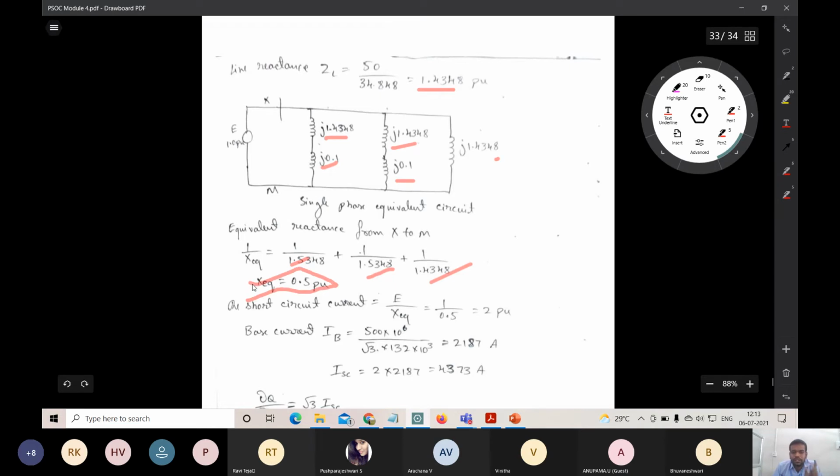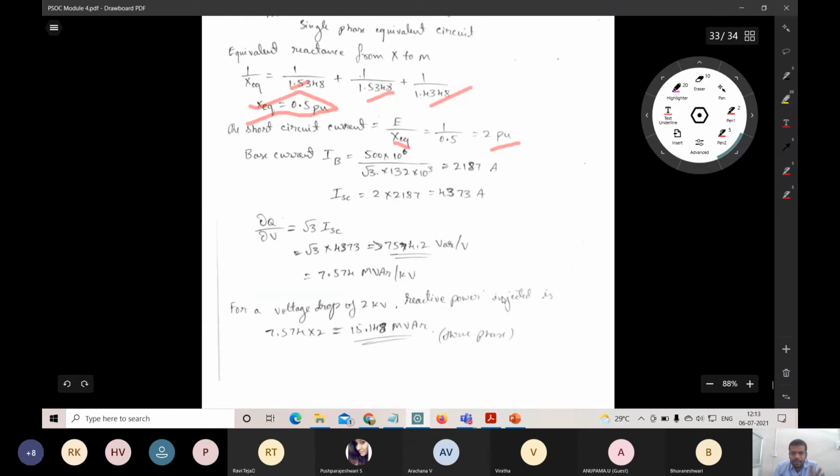So for the system short circuit current, if you are going to consider the short circuit current, that will be given by E divided by X equivalent. That's why we have calculated X equivalent. E is given as 1 per unit. X equivalent is 0.5. So total short circuit current is 2 per unit.